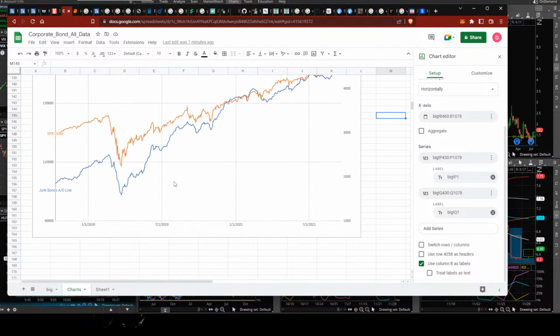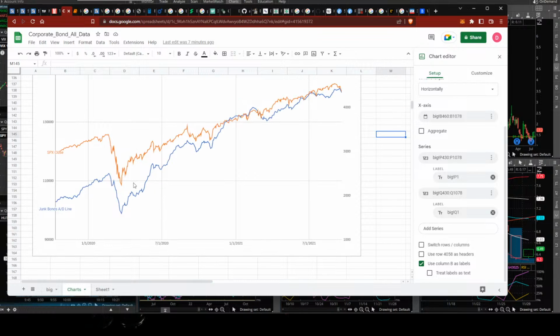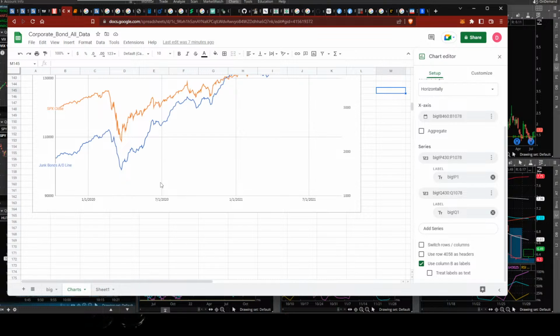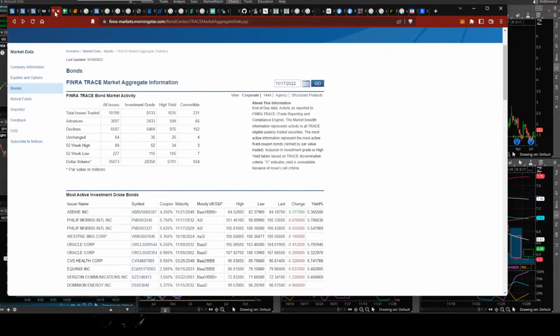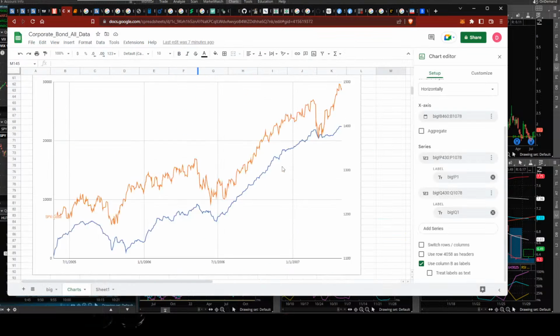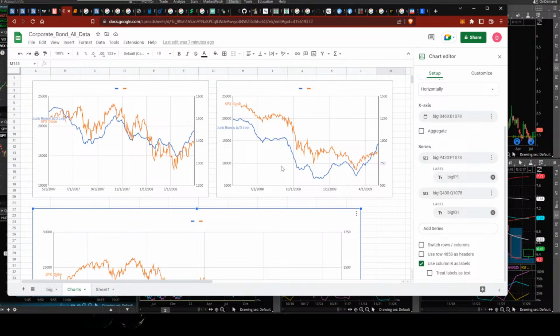But the real goal today was to show you the power of using junk bonds and advanced decline lines. On the institutional side, I do know that they use this a lot, actually. A lot of equity desks use junk bonds as a gauge on risk sentiment. They have fancy software that tracks this.